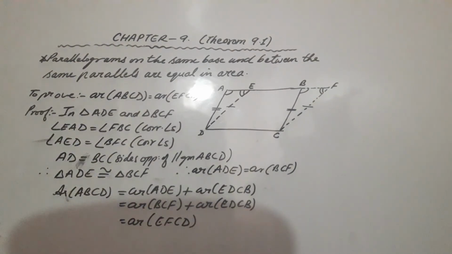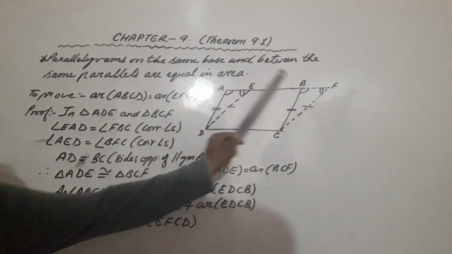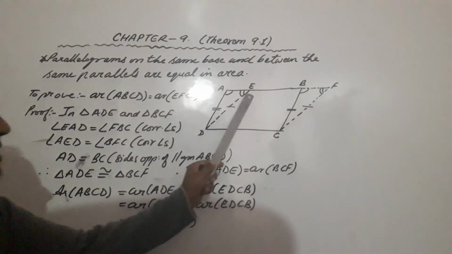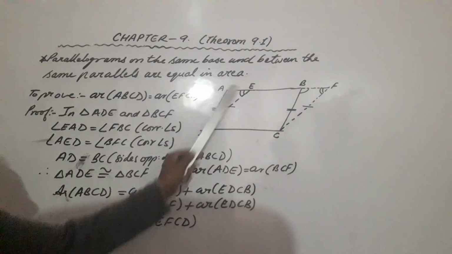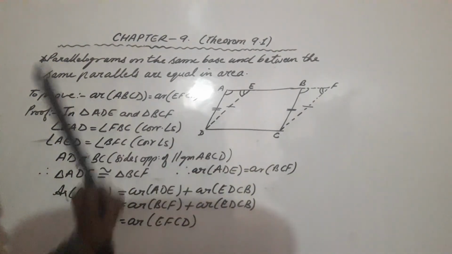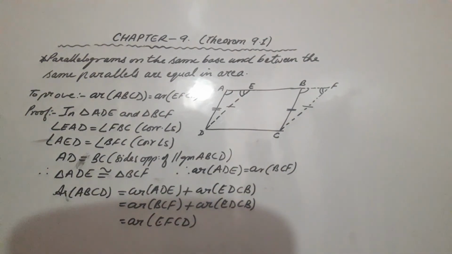So what have we proved here? We have proved that parallelograms on the same base, which two parallelograms? You can see here ABCD and the other parallelogram EFCD. These two parallelograms lie on the same base and between the same parallels, and they are equal in area. Hence, it's done here.